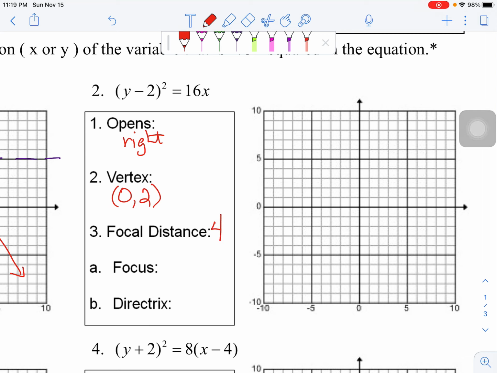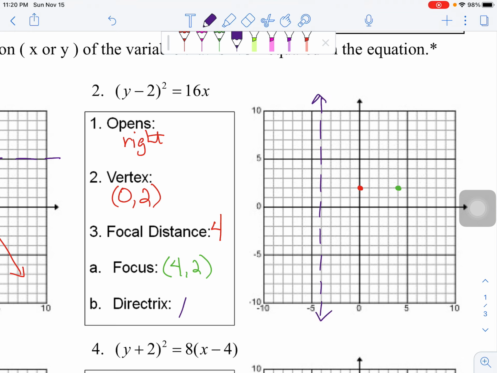So let's use some of that to actually start graphing this parabola. So my vertex is at 0, 2. I know this thing is opening to the right. So if I count 4 units to the right, 1, 2, 3, 4, there is my focus. So that would be the point 4, comma 2. Looks like there's a little negative in there, so let me take that out. There we go. And then directrix, I want to count in the opposite direction. So I counted to the right 4 units to get my focus. I'm going to count to the left 4 units to get my, in this case, the vertical line. That would be the directrix. Okay.